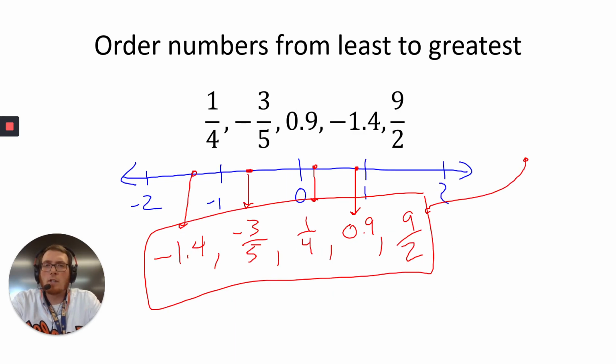On this next question, the part that I like to talk about is this 9/2. 9/2 is 4.5, and it's way down here on the line. It's not even close to the other one, so it should be fairly obvious that it's the largest. The other thing is -1.4 and then -3/5. Okay, -1.4 is less than -3/5 because just look at it on a number line. -1.4 is further to the left compared to -3/5, which is kind of in between -1 and 0.